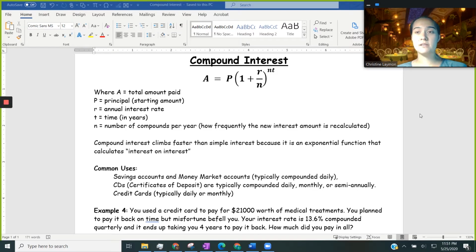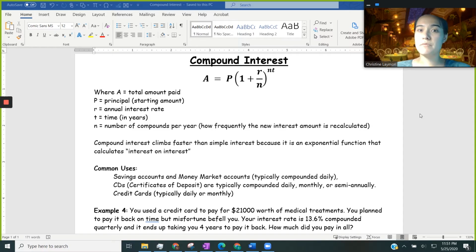Going to go ahead and take a look at compound interest. So we have a special formula, A equals P times the quantity of 1 plus R over N raised to the NT power, where A is the total amount, P is the principal or starting amount, R is that interest rate as a decimal, N is the number of compounds per year, and T is the number of years.